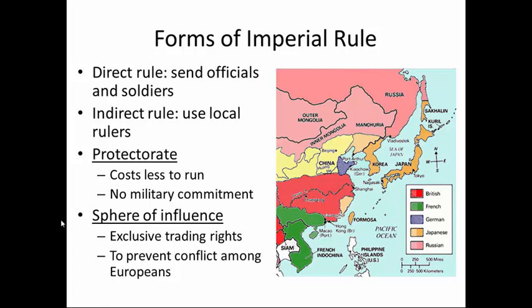Now, the last thing we need to look at is a sphere of influence. And a sphere of influence is going to be different from these other forms of imperial rule because it is purely economic. It's not looking at government, it's not looking at culture, it is just about trading rights. If you've ever seen on a TV show, or maybe you've lived it in your life, two brothers or two sisters that share a bedroom, and they can't get along, they're all up in each other's space, so they draw a line down the middle of the room, and they say, this is my side and that is your side, you don't come on my side, I won't come on your side, and we'll be fine. And they're able to live in harmony with one another because they won't mess with each other.